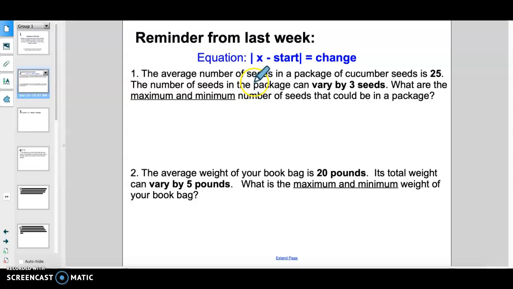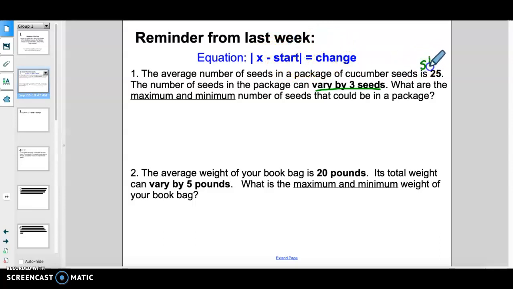So this unit has been about absolute values. So when you have situations where you start with a main number and then you vary by a certain amount. So here we start with a package usually has 25 seeds, but the number can vary by 3 seeds. So it can change by 3 seeds. And they want us to find the maximum and minimum number of seeds. We could plug those numbers into an equation.